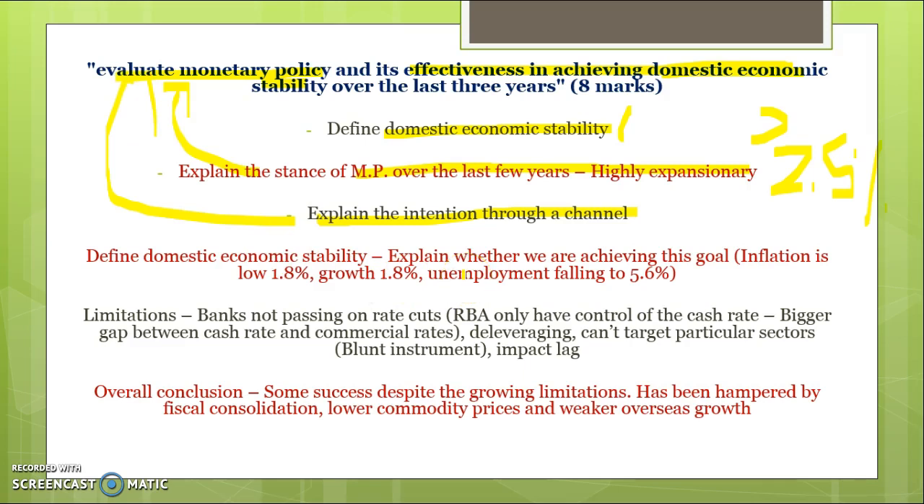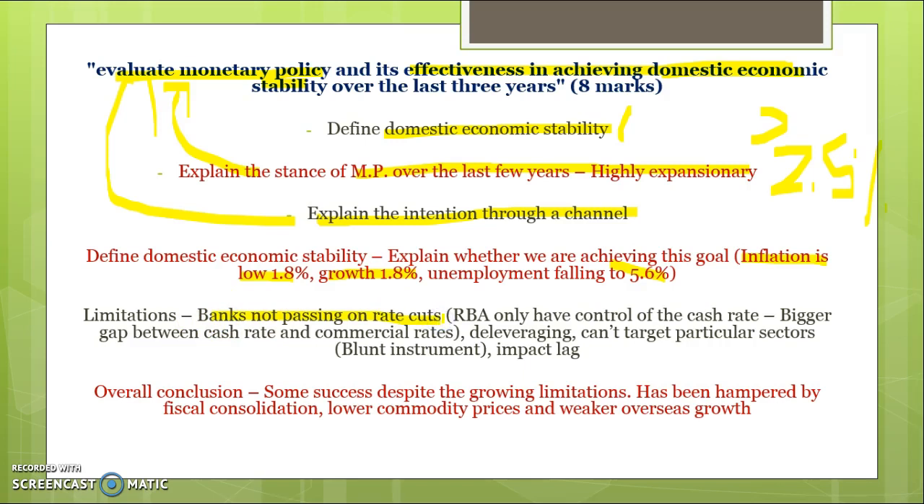then you need to talk about whether we are achieving this goal. And at the moment, you could say we've made some success. We've been successful in keeping inflation under control, and the expansionary stance has had some success in reducing unemployment, but growth is still relatively weak. So you need to analyse why it might not have been as effective as it potentially could have been, with reference to these figures.